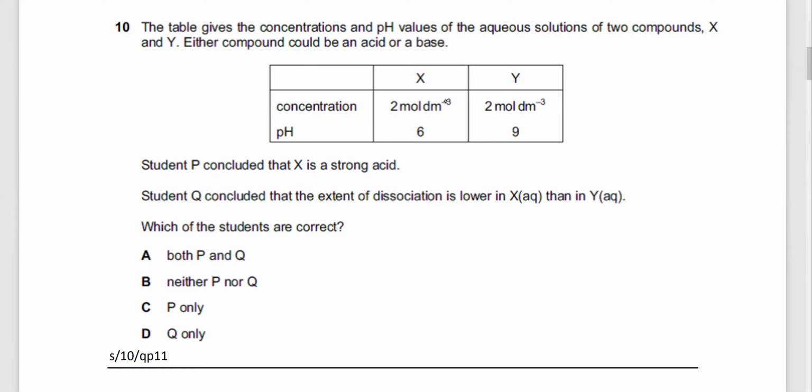So there's this scale where 7 is the middle, and then above 7, a lot of people think that 14 is the limit, but it's not. It can be higher than 14 as well. Any value above 7, that's basic, and any value below 7, that is acidic. That is considered acidic.